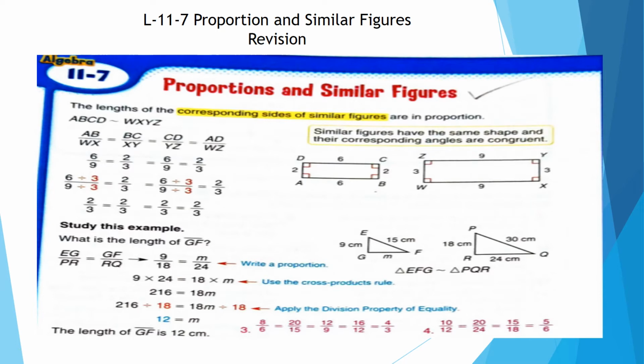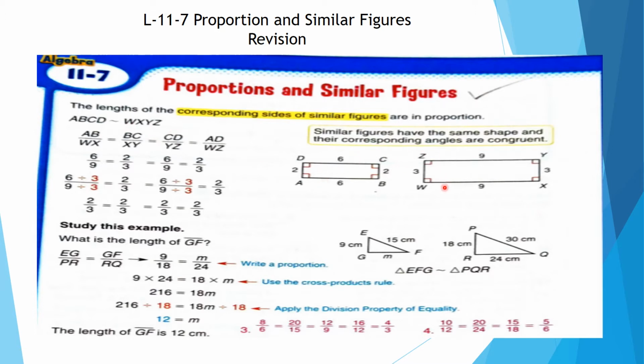What is a similar figure? Similar figures have the same shape, and the corresponding angles are congruent. Congruent means equal. You can see here all angles are 90 degrees. That means same shape. That's why it is the same shape. Then ABCD and WXYZ are similar figures.